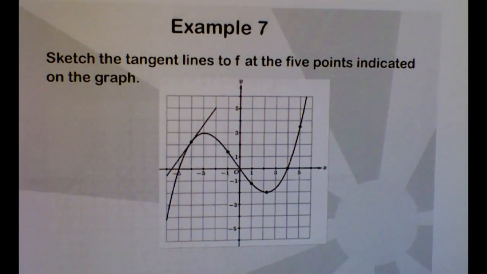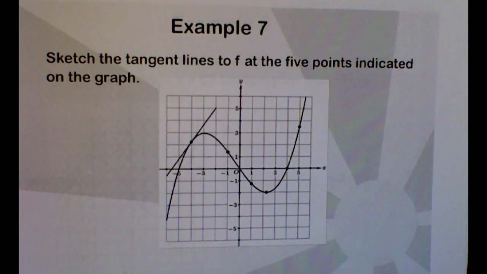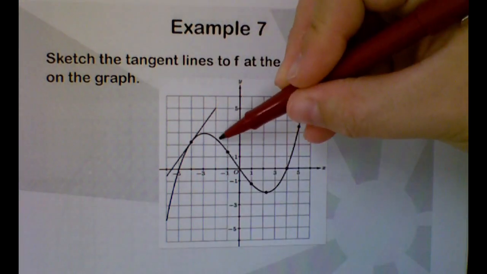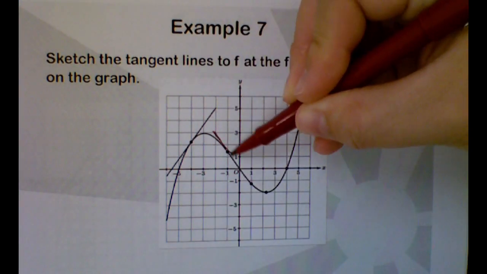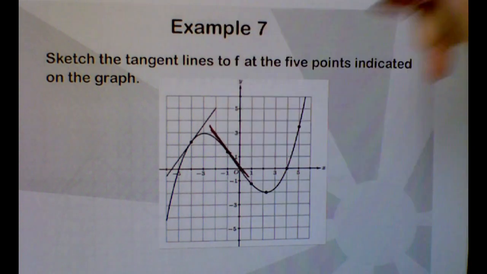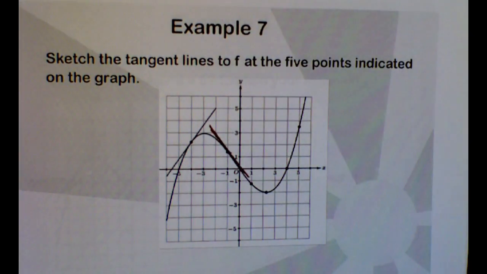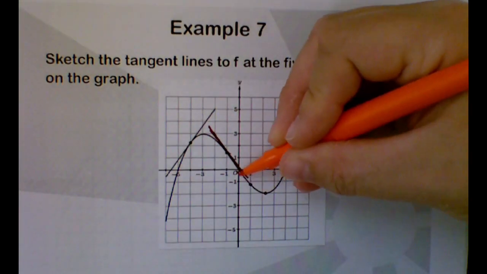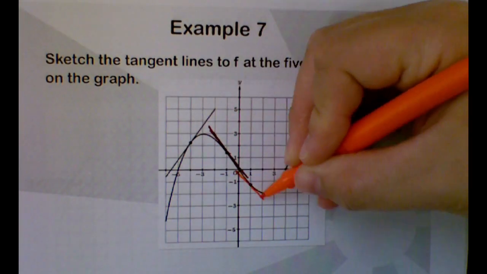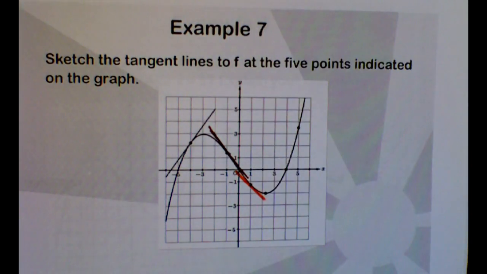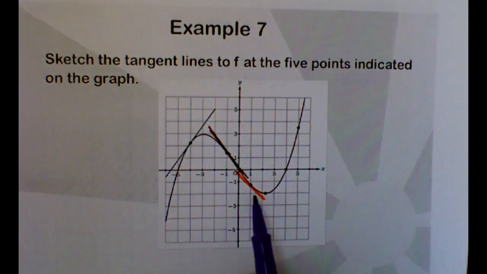Let's sketch the tangent lines at these 5 other points. Well, 4 other points. We've already got this one. So sketching a tangent line is just sketching a line that touches at exactly that 1 point. So if I sketch a tangent line here, probably going to go below, and that's about my tangent line. So you're just doing your best to only touch it 1 time.